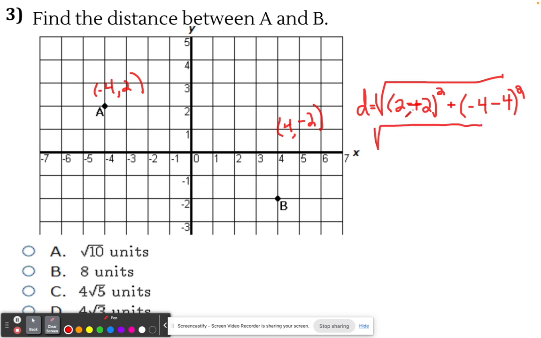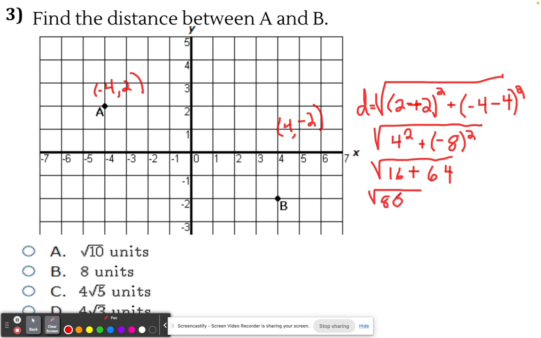Well, 2 plus 2 is 4 to the second power, plus negative 4 minus 4 is negative 8 to the second power. Four to the second power is 16. Negative 8 to the second power is 64. 16 plus 64 gives me 80, the square root of 80.